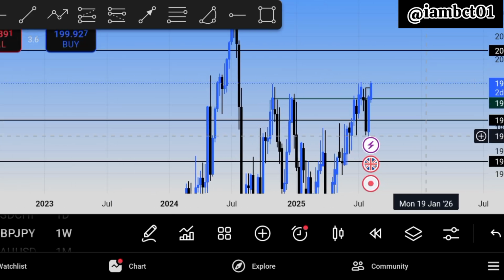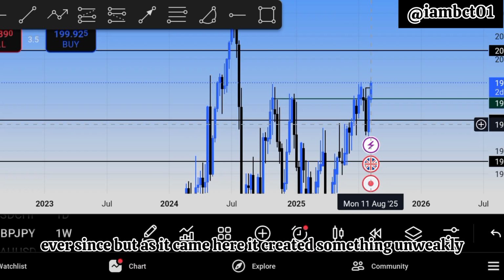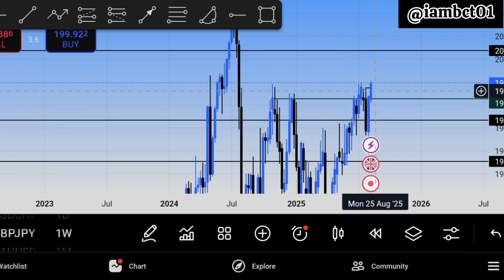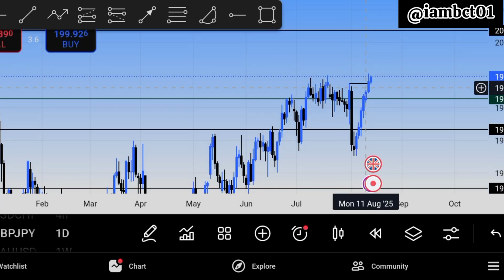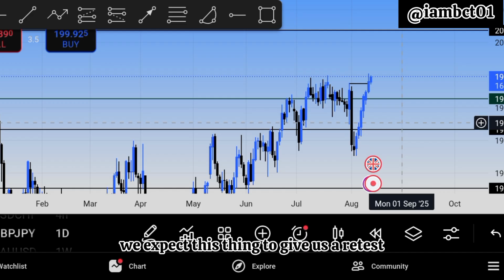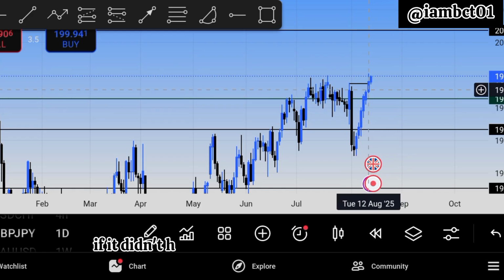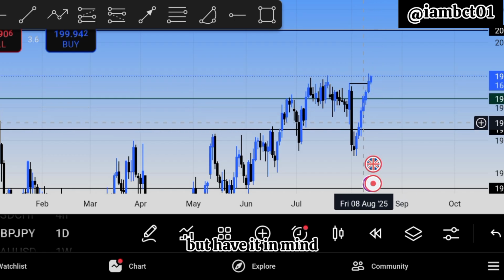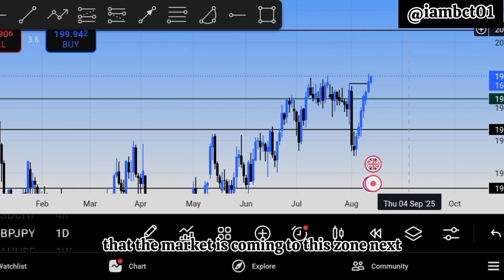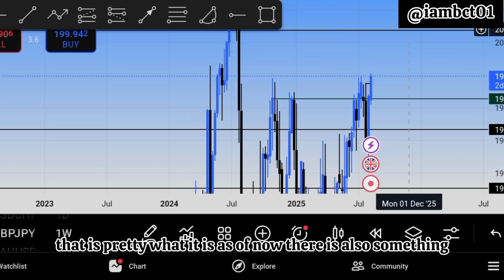As you can see, the market has been weakening from these zones ever since, but as it came here, it created something on weekly and it started pushing furiously up. So we expect this to give us the retest and keep bouncing up. If it doesn't happen from here, it might happen from a zone here or here, but have it in mind that the market is coming to this zone next. That is pretty much what it is as of now.